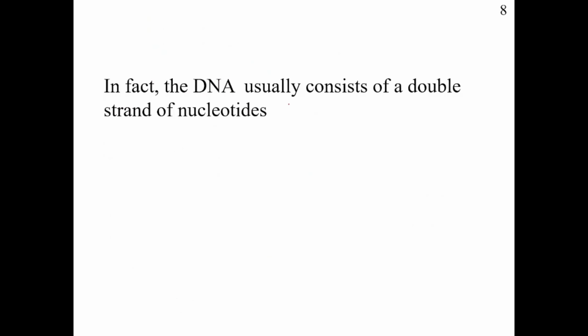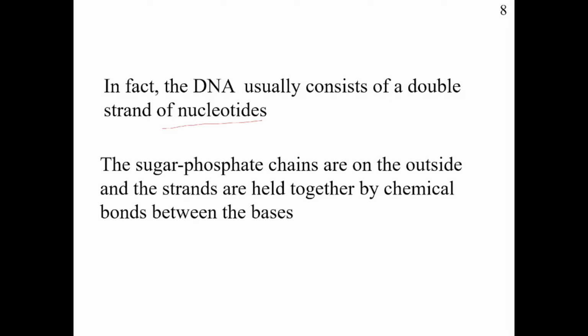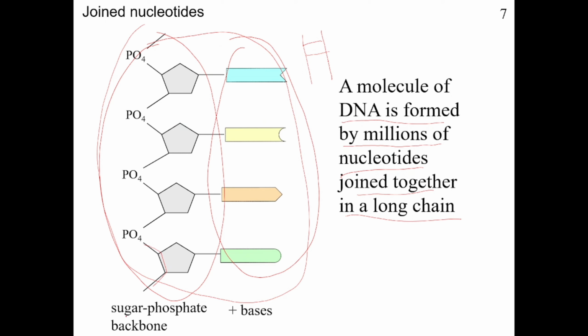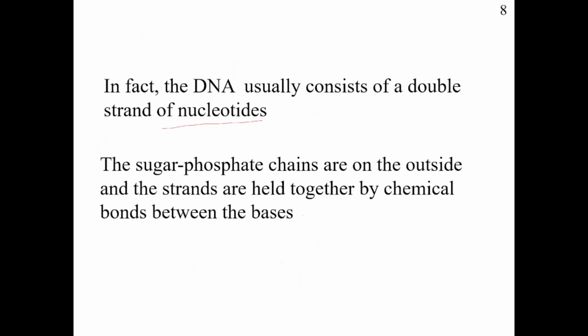In fact, DNA usually consists of a double strand of nucleotides, as I have told. The sugar phosphate chains are on the outside and the strands are held together by chemical bonds between the bases. Seen here, the sugar phosphate backbones are held outside and the bases are on the inner side, held together by chemical bonds between the bases.